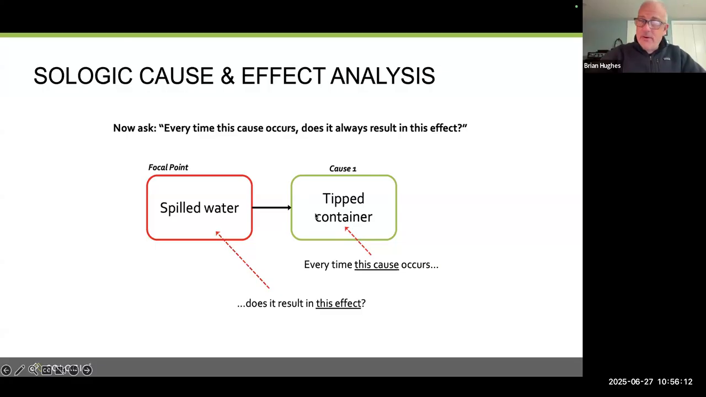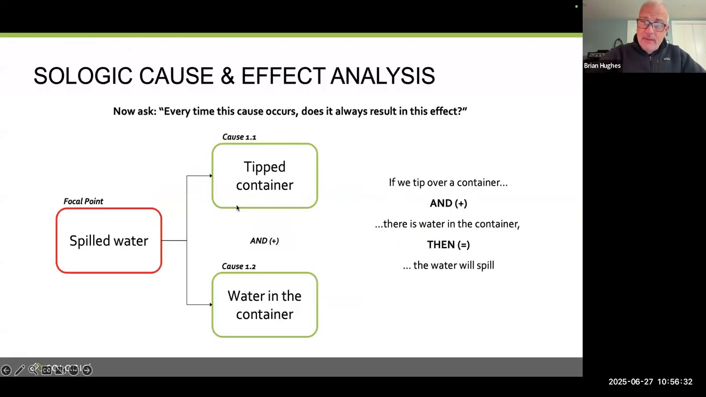Every time I tip a container over, does it spill water? And the answer is no. Okay. And I can imagine, and you can too, several different, probably many different scenarios where you tip a container over and nothing spills out of it. Okay, so that means that we're solving for a missing variable. And in this case, that missing variable is there needs to be water in the container.